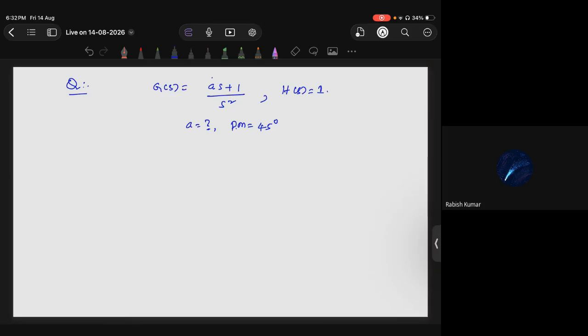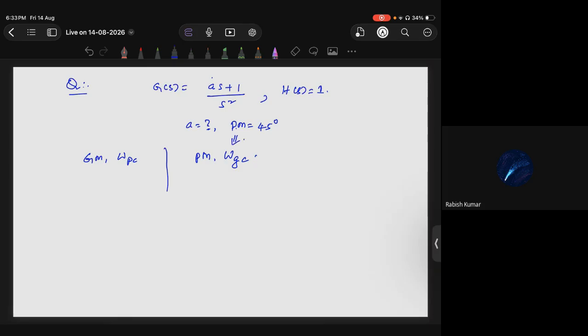Try to understand these definitions of phase margin and gain margin. Gain margin and phase crossover frequency go together. Phase margin and gain crossover frequency go together. So when you get this gain margin, gain crossover frequency, let me explain again. The question is now related to this.